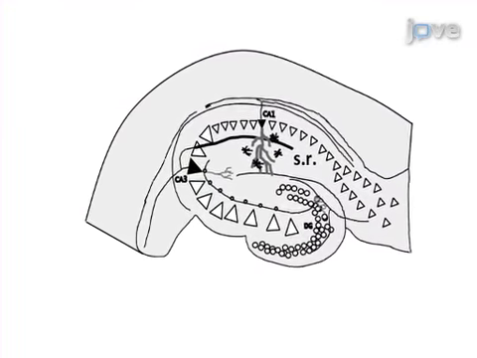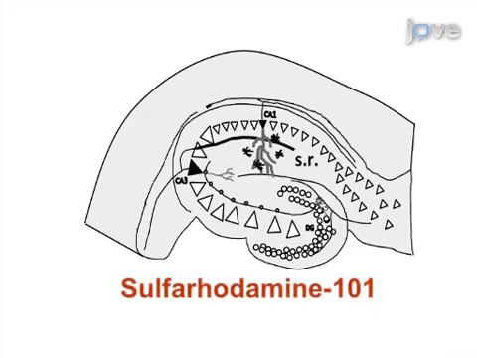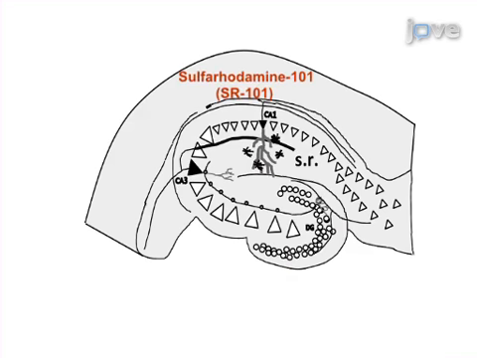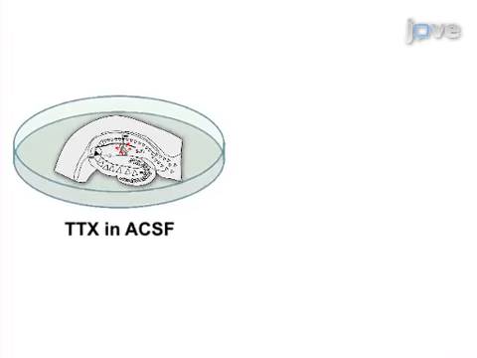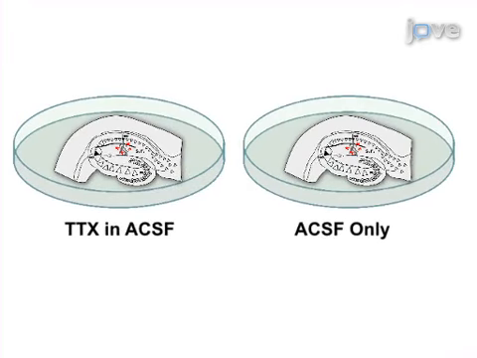The second step is to apply sulforhodamine 101 to the slices to label astrocytes. Next, the acute hippocampal slices are incubated for 4 to 6 hours in tetrodotoxin to block neuronal action potentials or in regular artificial cerebrospinal fluid.